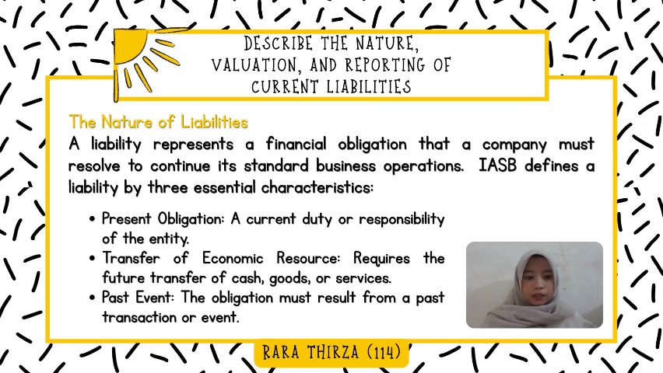IFRS defines a liability by three essential characteristics. First is present obligation, which is a current duty or responsibility of the entity. Second is transfer of economic resource. It requires the future transfer of cash, goods, and services. And the third characteristic is past event. The obligation results from a past transaction or event.